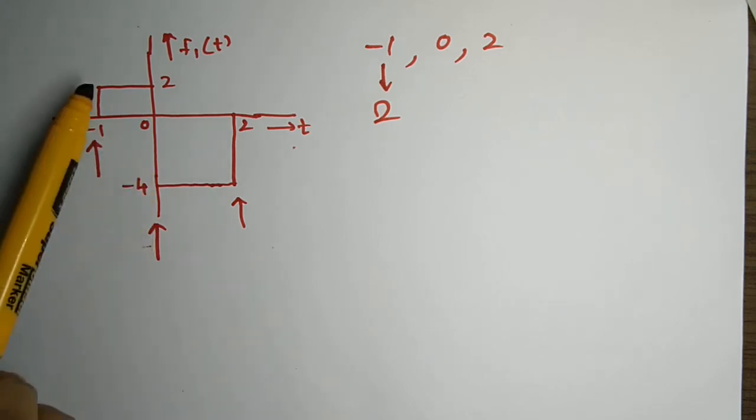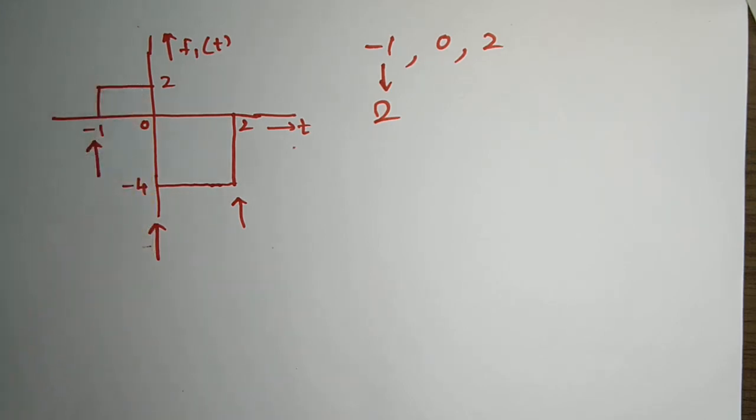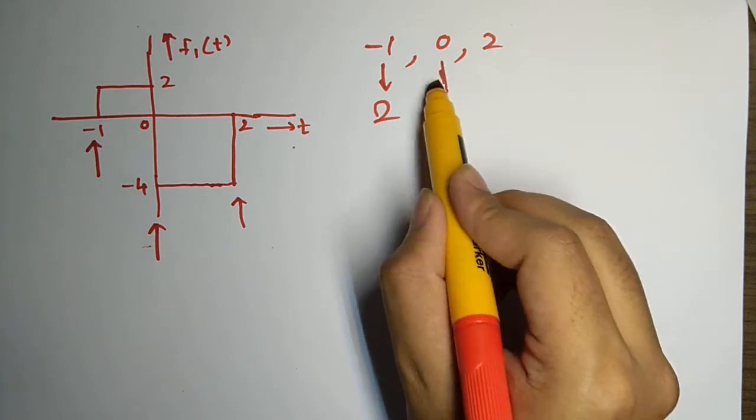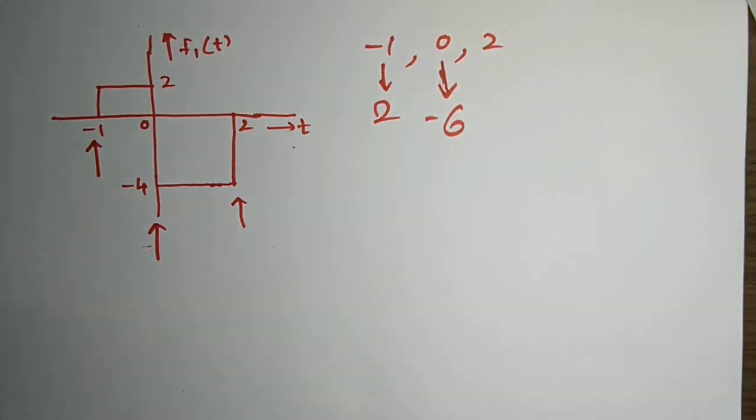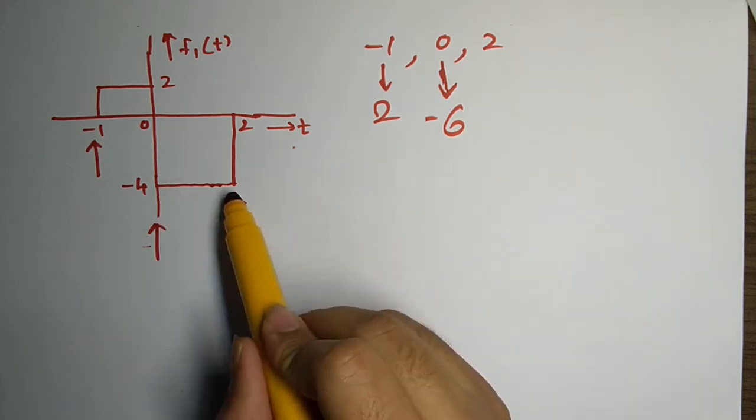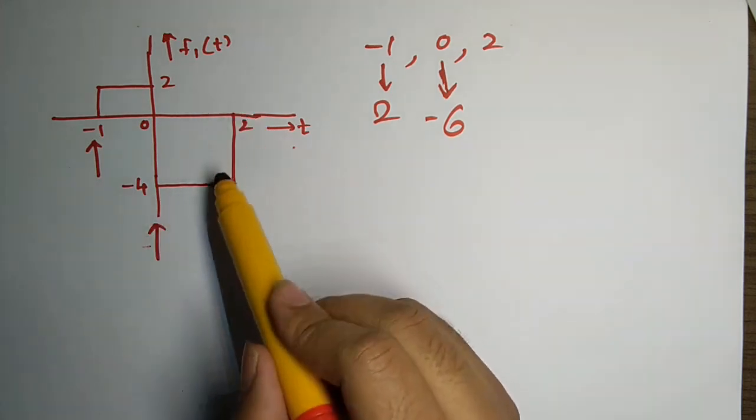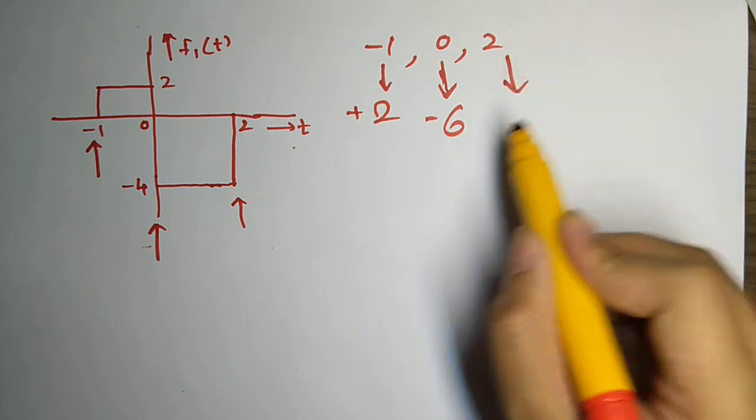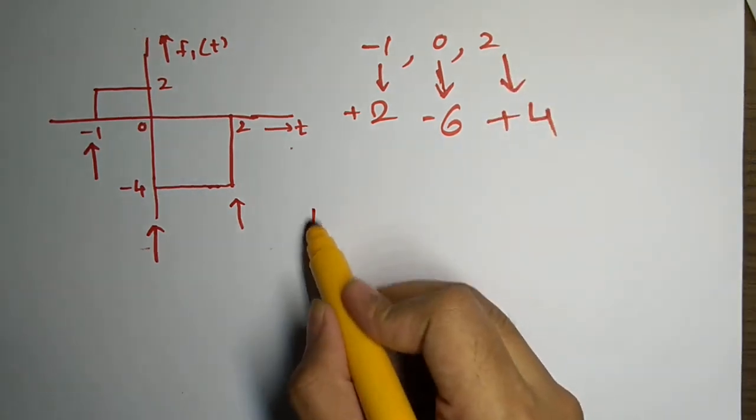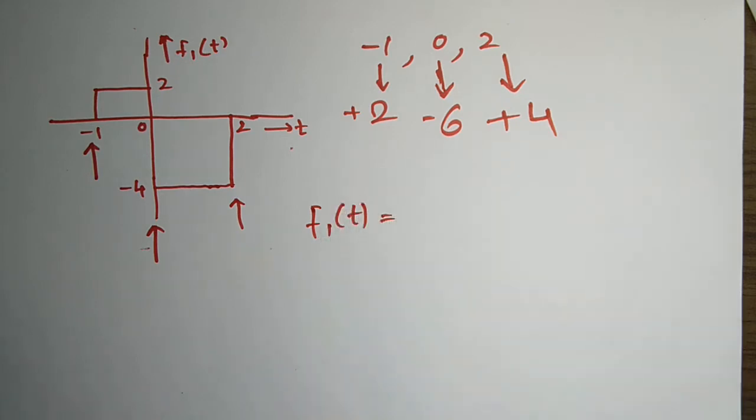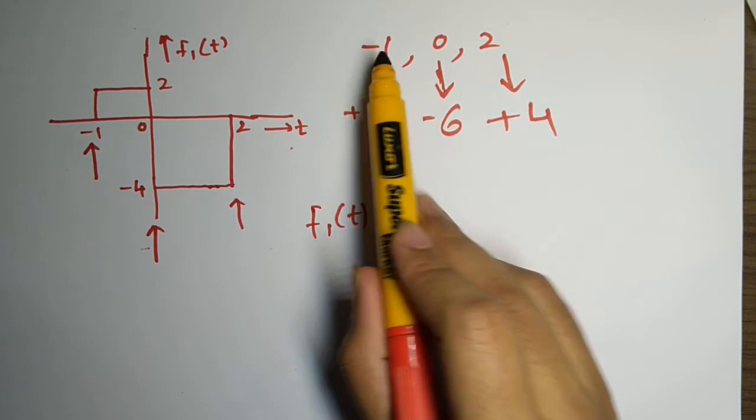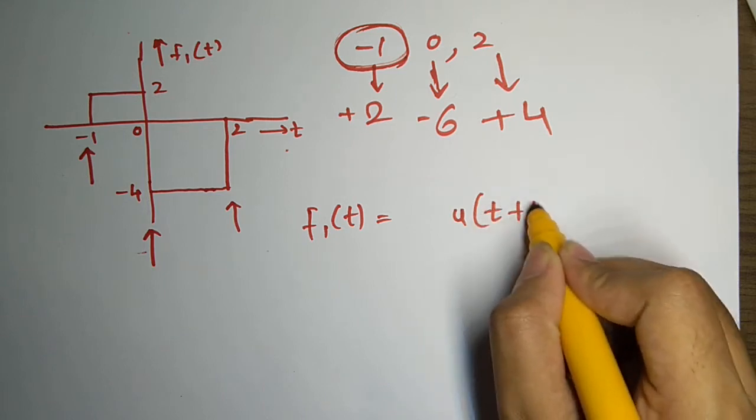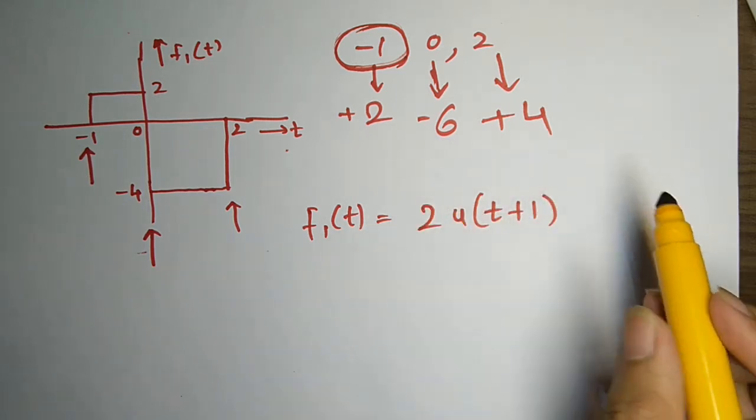At 0, it jumps from the amplitude 2 to amplitude -4. So the jump is negative. So that will be -4 minus 2, that is -6. And at t equal to 2, the jump goes from -4 to 0 again. So the jump is from -4 to 0, that is 0 minus -4, that is +4. So we can directly write the equation like this: f1 of t equal to, at -1 it will be u of t plus 1, and the jump is of 2, plus 2.